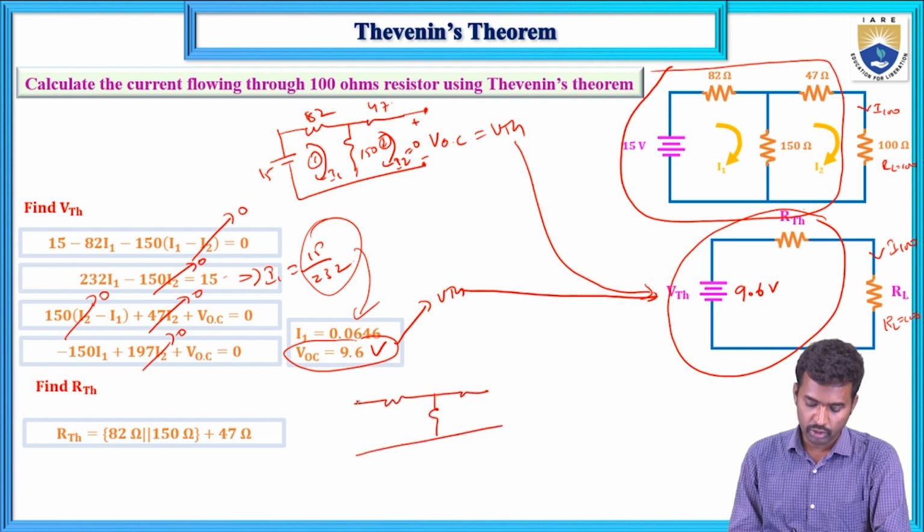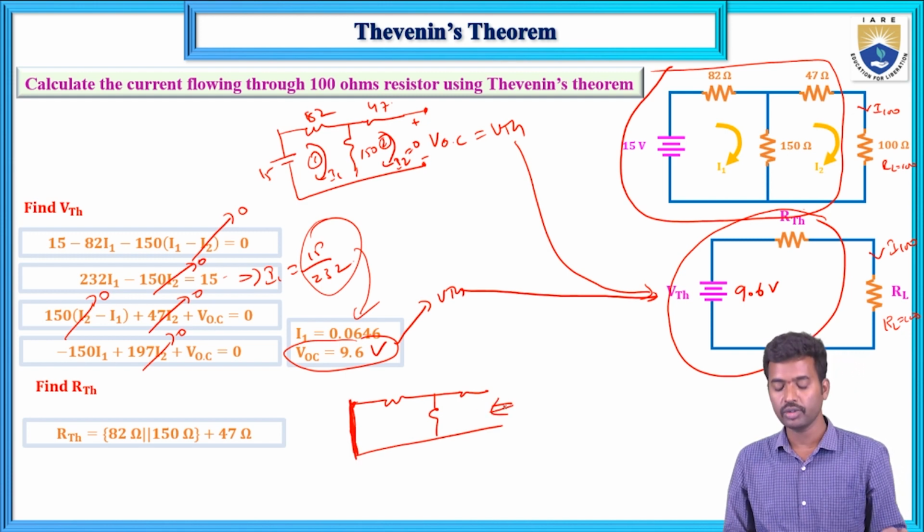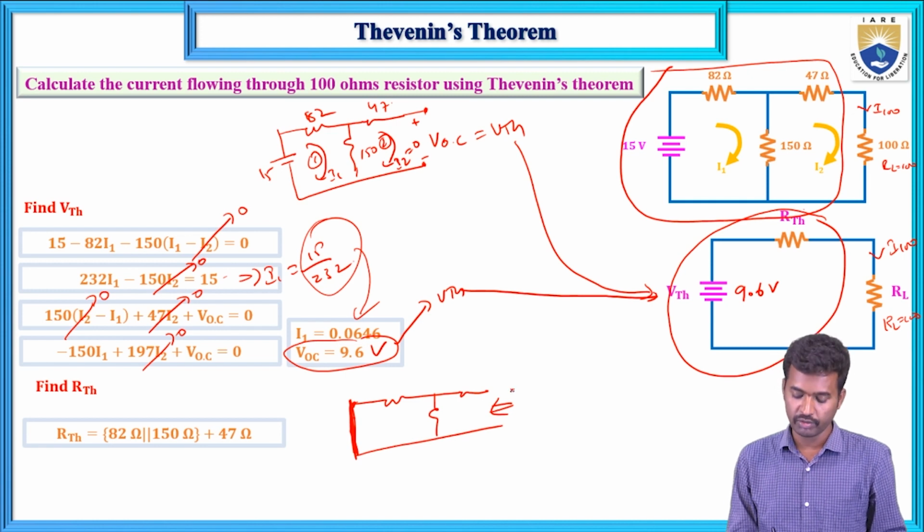The voltage source is replaced by a short circuit and the current source is replaced by an open circuit. Then calculate the R equivalent between the open terminals. That R equivalent is known as the RTH. So this is 82, 47 and this is 150. So remove the load resistance from the given circuit, short the voltage source and calculate the R equivalent between the open terminals.